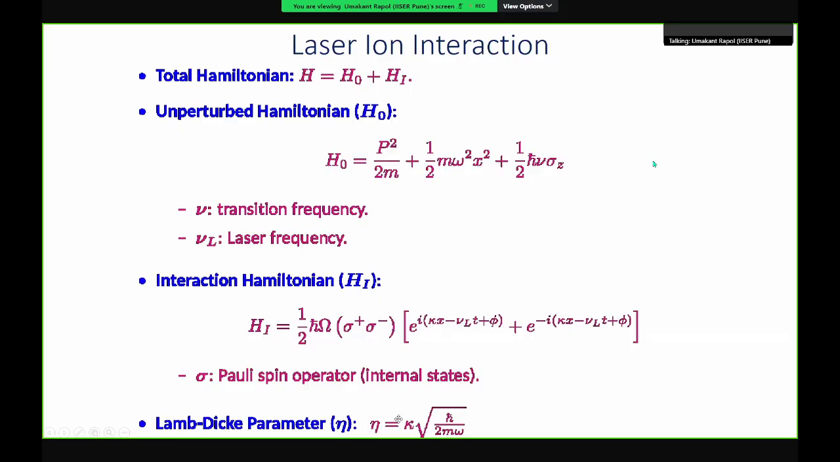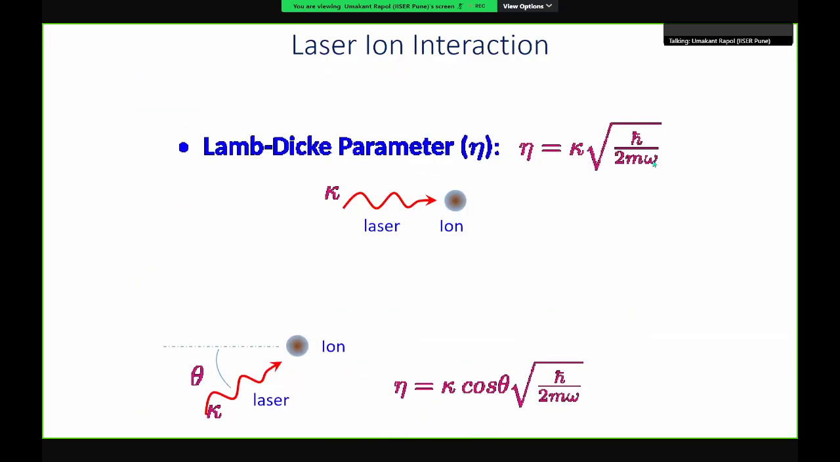And you get a parameter called the Lamb-Dicke parameter, which is very important because the extent of the wave function is much smaller than the wavelength of the light that is interacting. That decides how much coupling you can get when you go from one harmonic oscillator level to the other harmonic oscillator level. If you are coming straight on the ion, it's this, but when you come at an angle, it scales with the cos theta factor. This k is 2 pi by lambda.